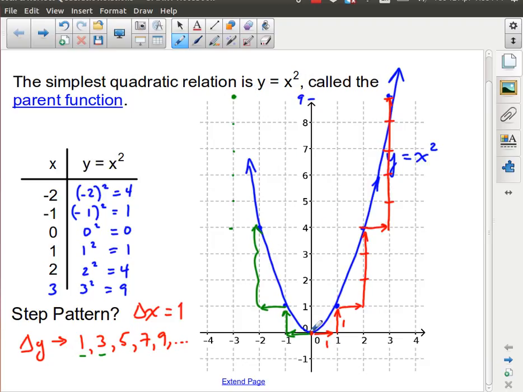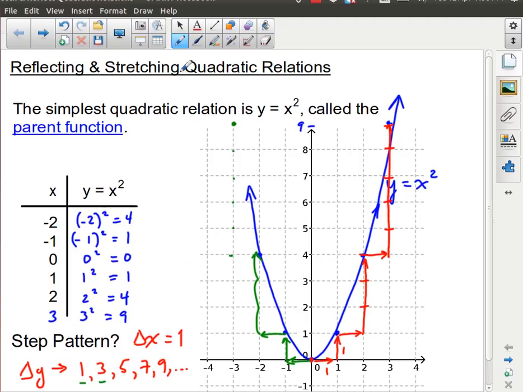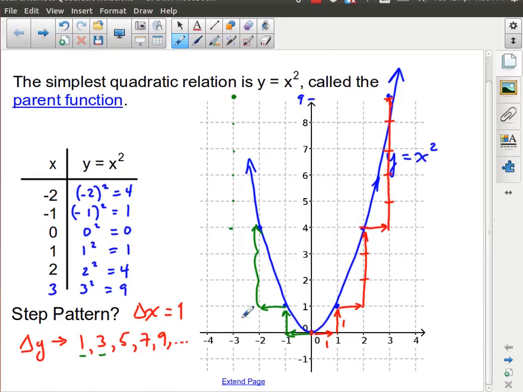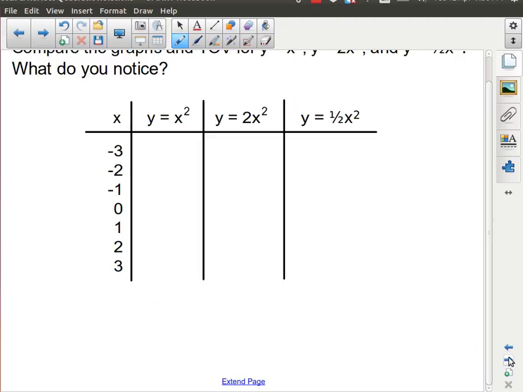So if you know where the vertex is for any parabola, the step pattern is a very convenient, very quick and easy way for us to graph it. Now in this case, we've used the step pattern to graph the parent function, but please keep in mind that the other main point of today's lesson is stretching and reflecting. That's going to have impacts on the graph, which means it's going to have impacts on the step pattern. So let's move on and take a look at some of those impacts.